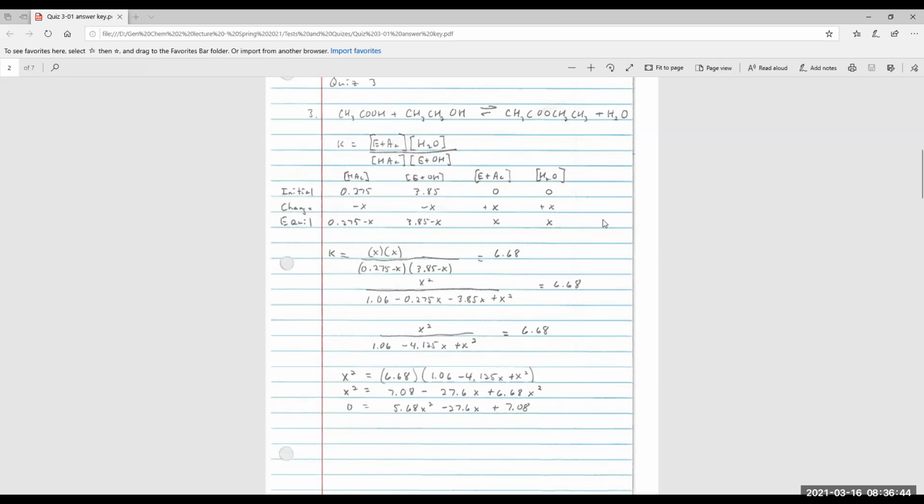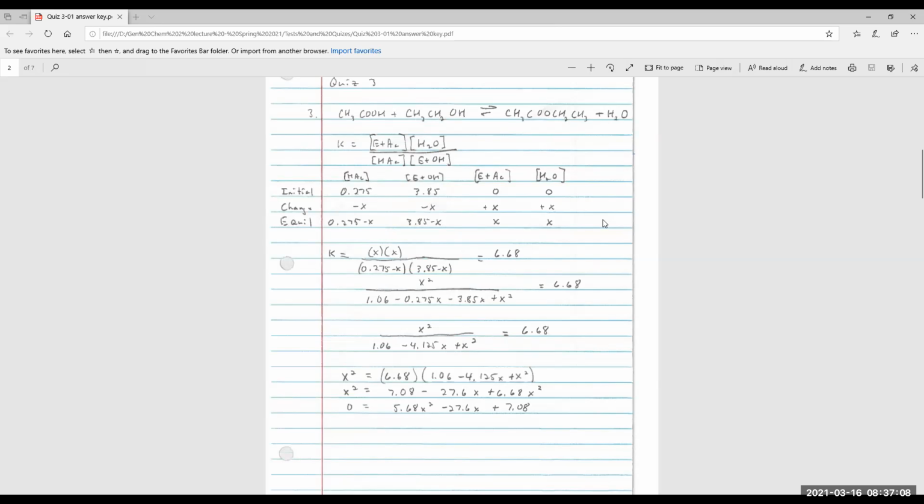Then I set up this little table that we talked about in class and did in some of the example problems and some of the homework problems. So I had the initial concentrations that I wrote out. That was the 0.275 for acetic acid and 3.85 for ethanol, and then the ethyl acetate and water started out at 0.